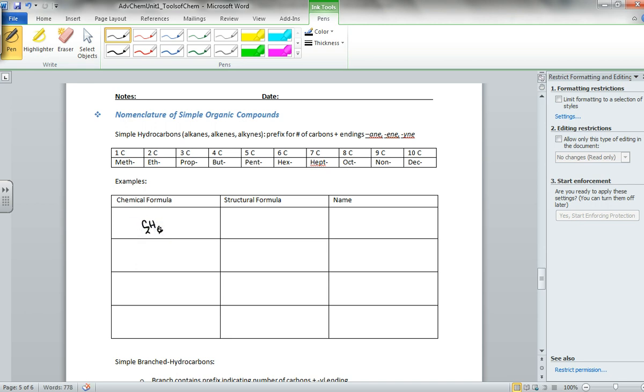C2H6, and its structural formula is two carbons bonded together with 6 hydrogens off of it. All of them are single bonds, and because they're all single bonds, this is what's referred to as an alkane. With two carbons, it's going to have the eth prefix, and just like the ane ending in alkane, we name it ethane.